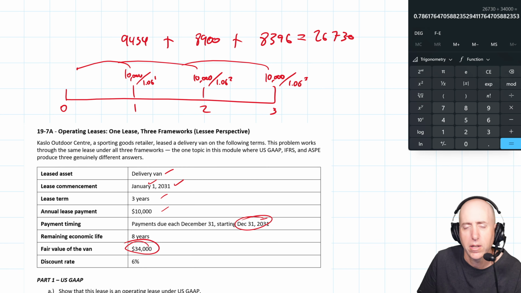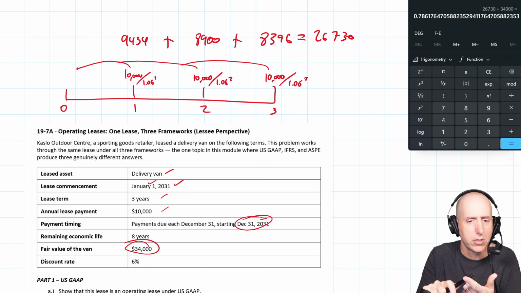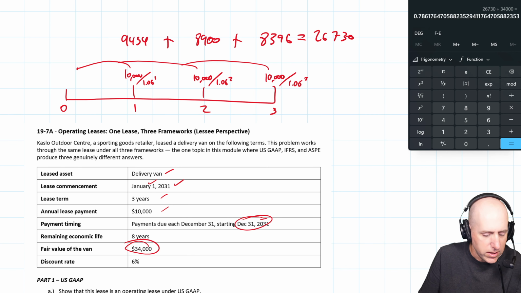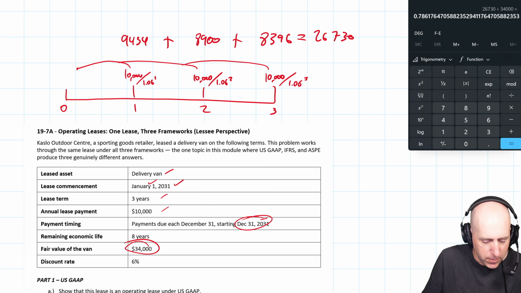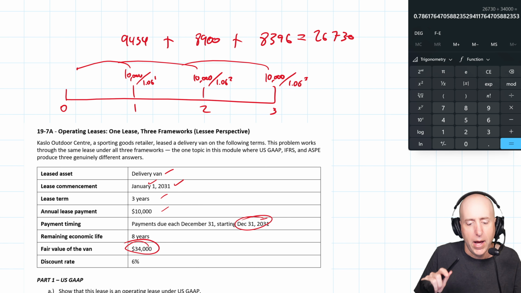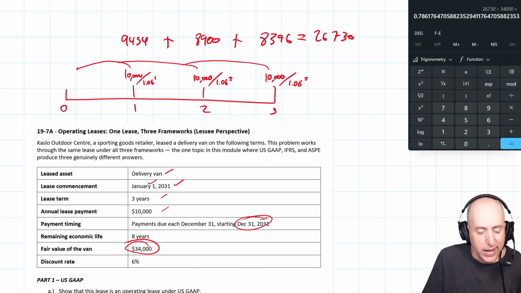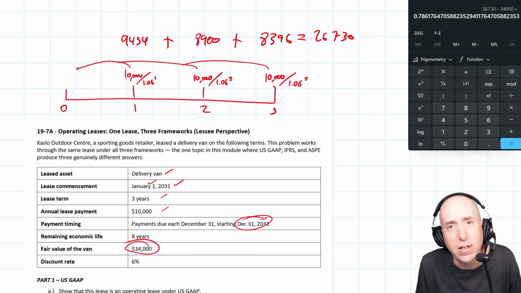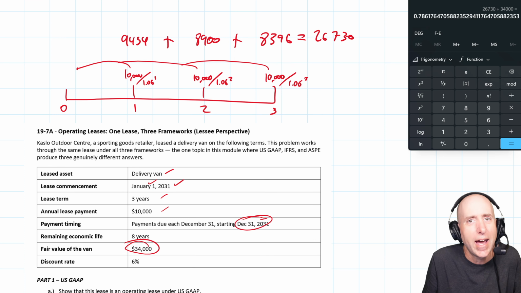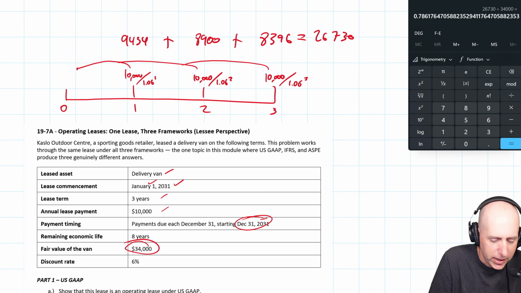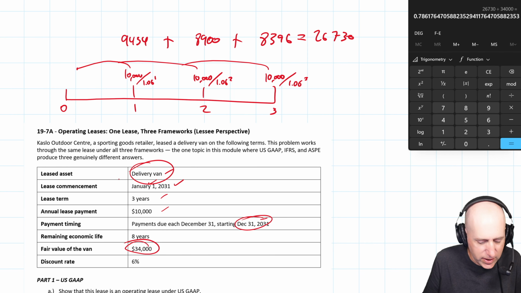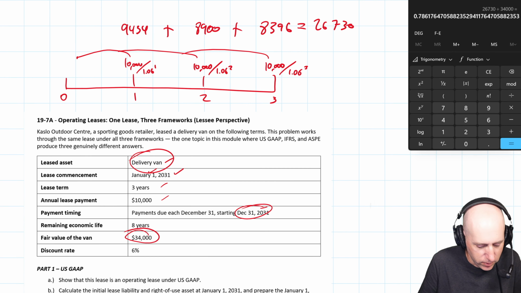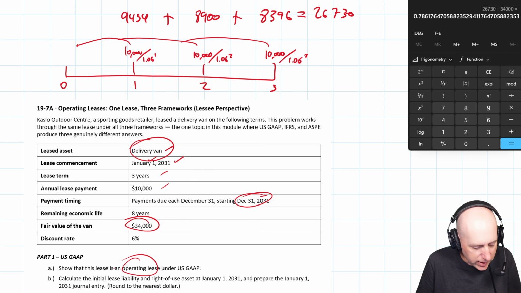So again, criteria 1, does title change hands? No. Bargain purchase? No. 75%, lease term 75% of the remaining economic life? No. Present value of the lease payments equal to or greater than 90% of the fair value of the asset? No. The final US GAAP criteria is the asset, does it have an alternative use once it's returned to us? Is it such a unique asset that we couldn't lease it out or do anything with it? And the answer, it's a delivery van, so yeah, it's fine, right? So that's not an issue either. It fails that criteria, and this therefore is not a finance lease. This is an operating lease.